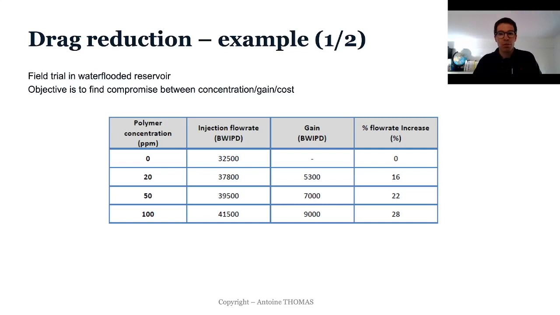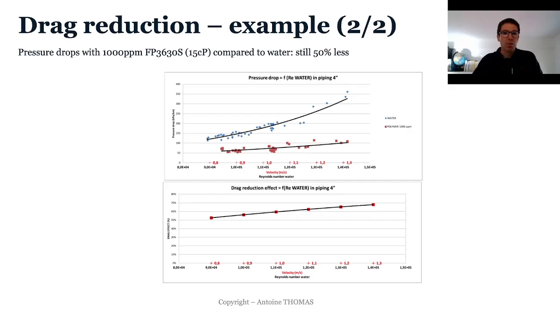It can be a good way to increase the rate by adding a little bit of polymer. But in reality, when you look at this case here, in that case it was 15 centipoise polymer. The upper graph shows in blue the pressure drop with water and in red the pressure drop with polymer. And you see that the space between both curves doesn't even flatten. What I mean is, when you increase the Reynolds number, you really gain a lot of pressure drop with the polymer solution.